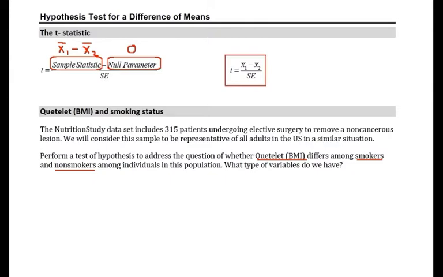So what type of variables do we have, first of all? That Quetelet body mass index is a quantitative measure that is based on height and weight. So it's a quantitative measure of one's weight in proportion to one's height. So this is quantitative.